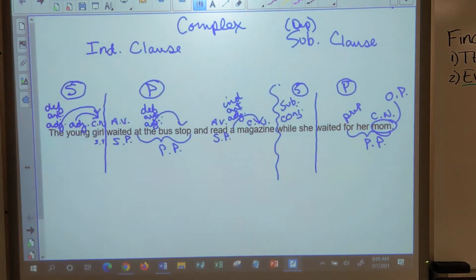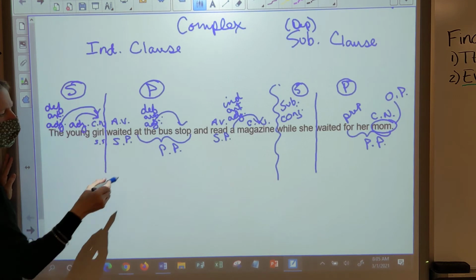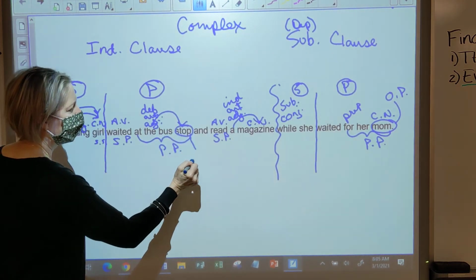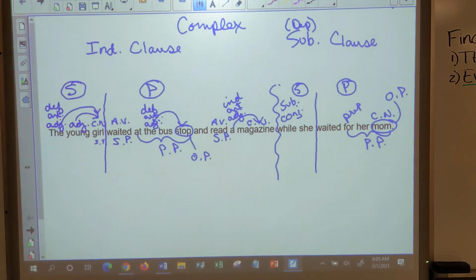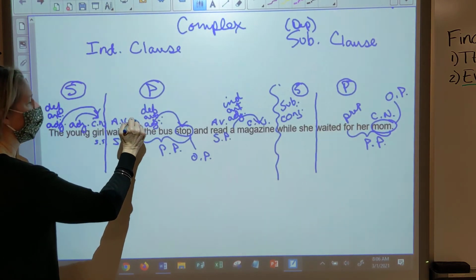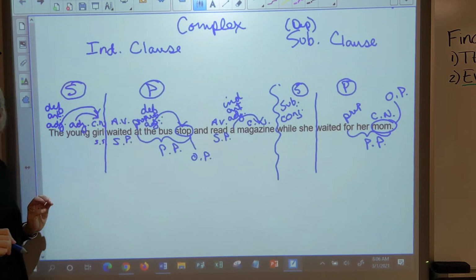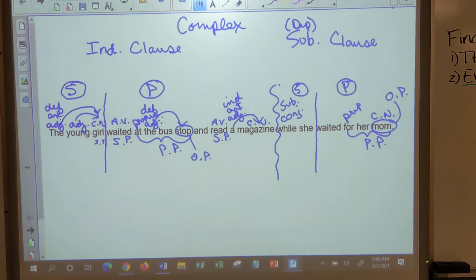Bree. For is the preposition in "for mom." We got that already. Do this one instead. Okay. Stop is the object of the preposition. Very good. Ashley. At is the preposition. Very good. Oh, it's getting sloppy. Ethan.